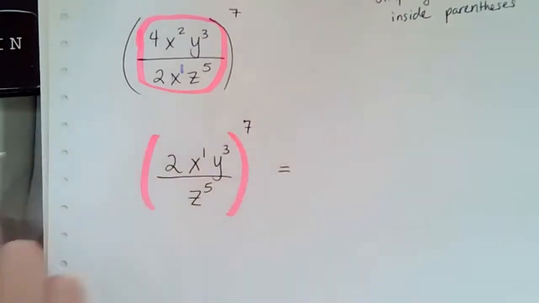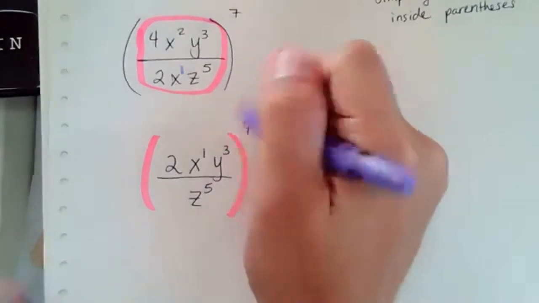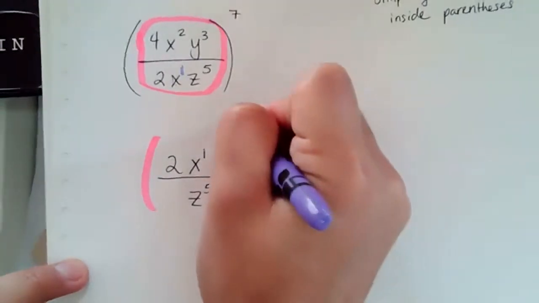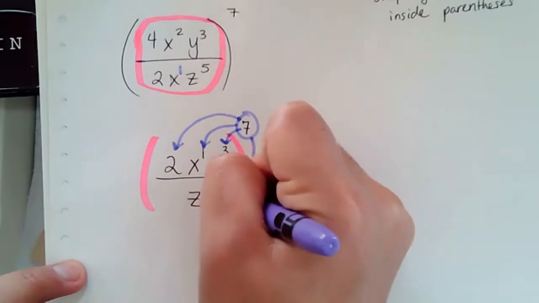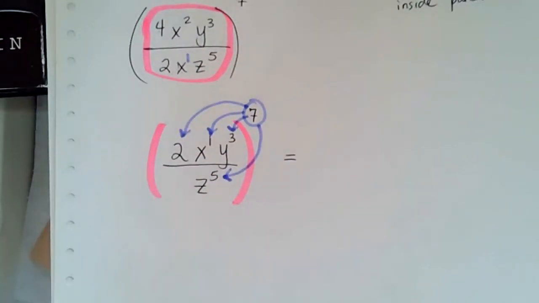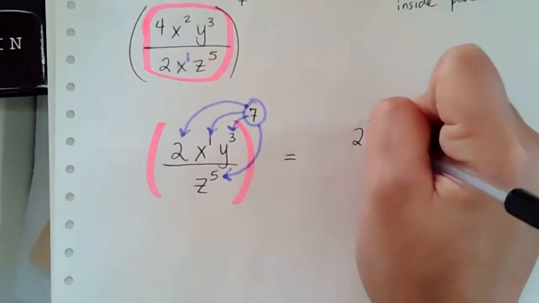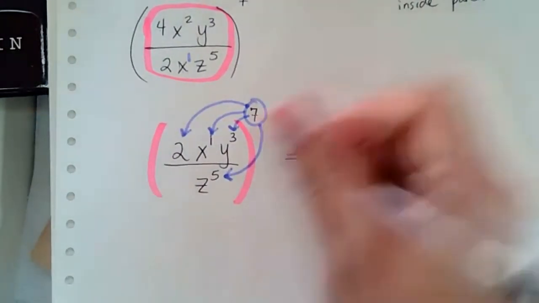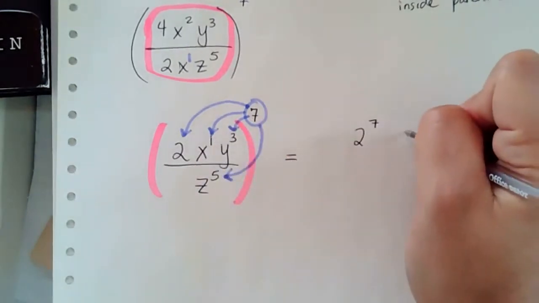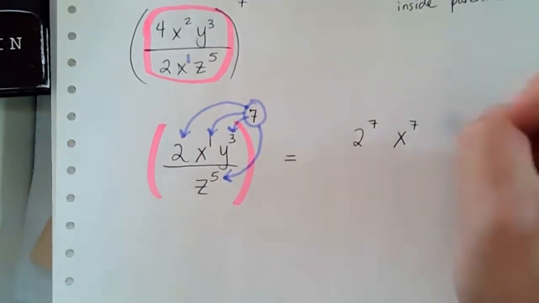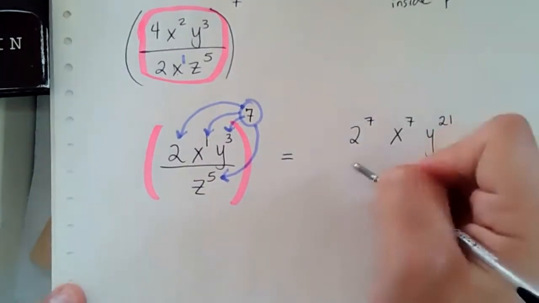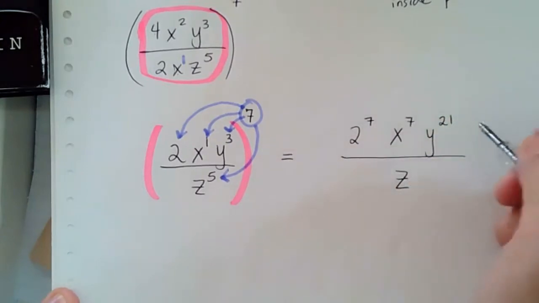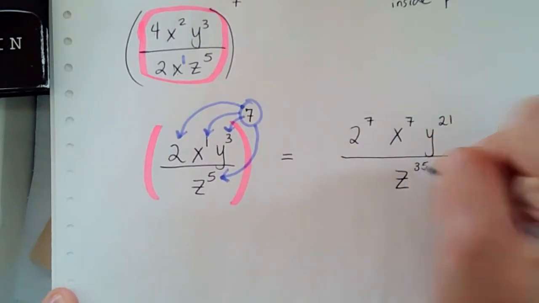So I can go ahead and apply and say that this exponent belongs to each of the terms inside of the parentheses. So I should have 2 to the 7th. If I have a power to a power, I multiply those powers. So I should have x to the 7th, y to the 21st, and then z to the 35th.